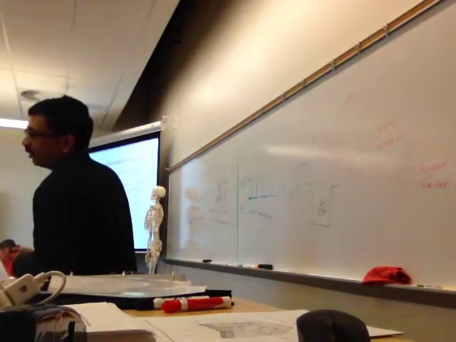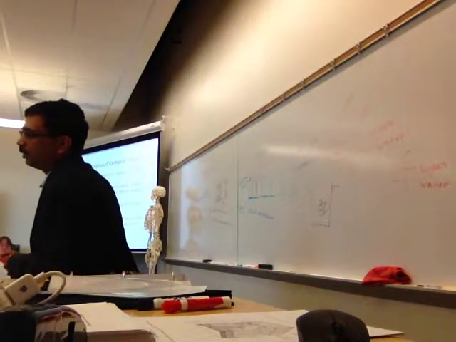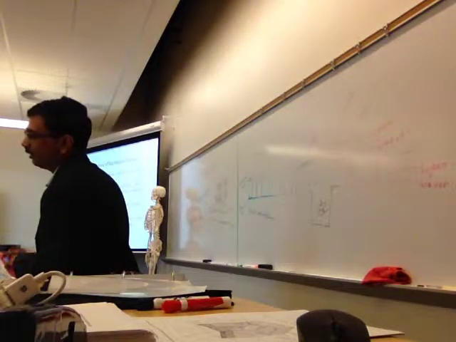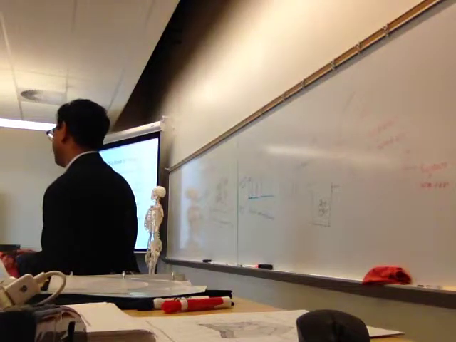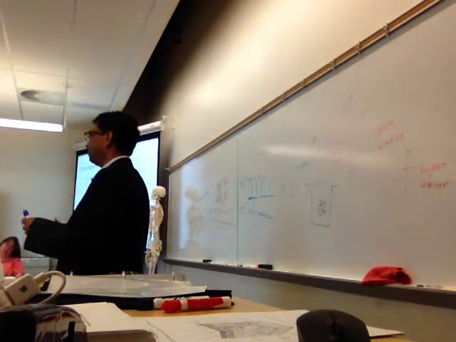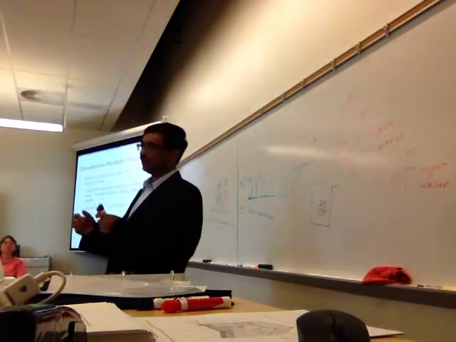Avascular. Epithelial tissue doesn't have blood vessels in it. No blood vessels are present. Now the question is then how the epithelial tissue gets nutrition and oxygen.